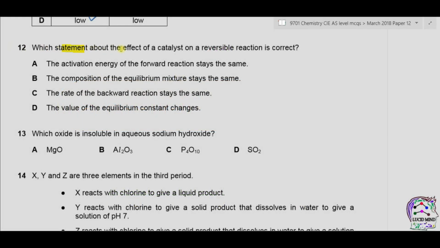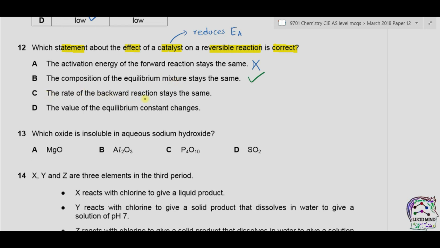Question 12. Which statement about the effect of a catalyst on a reversible reaction is correct? We know that a catalyst reduces the activation energy of a chemical reaction. The reaction therefore becomes faster. A. The activation energy of the forward reaction stays the same. This is incorrect because the activation energy of both the forward and backward reactions is reduced. B. The composition of the equilibrium mixture stays the same. This is true because a catalyst does not affect the composition of the equilibrium mixture, it just reduces the time to attain equilibrium.